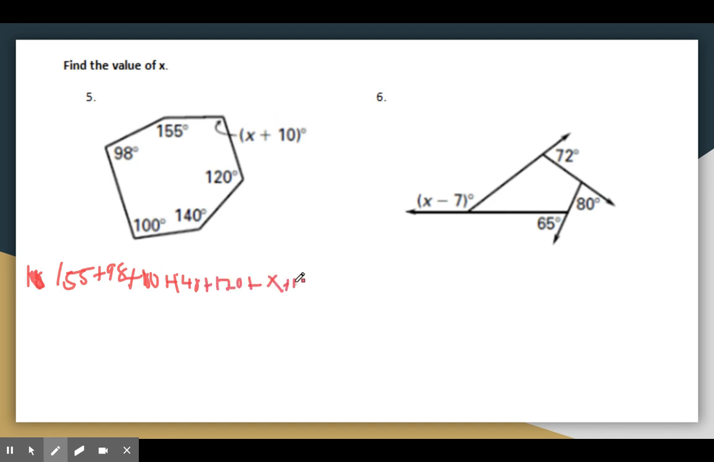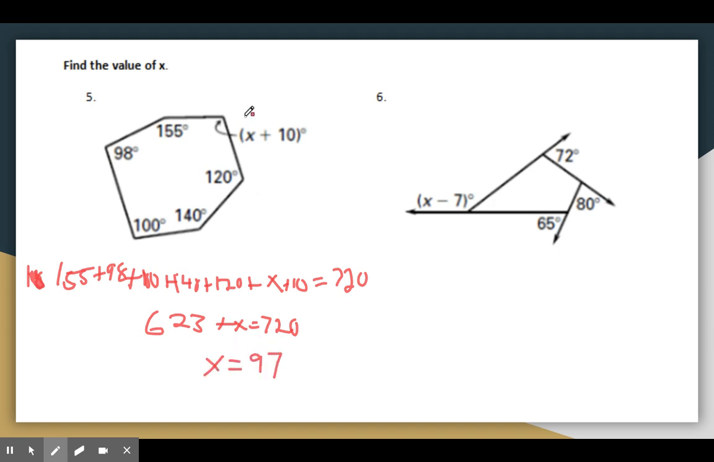Remember, just because it has X plus 10, it's still representing one angle. And we know that all of those have to add up to give us 720. So go ahead and add all those together: 155 plus 98 plus 100 plus 140 plus 120 plus 10. All of those combined to give you 623. So 623 plus X equals 720. Subtract 623 from both sides, and you find that 720 minus 623, X is equal to 97.